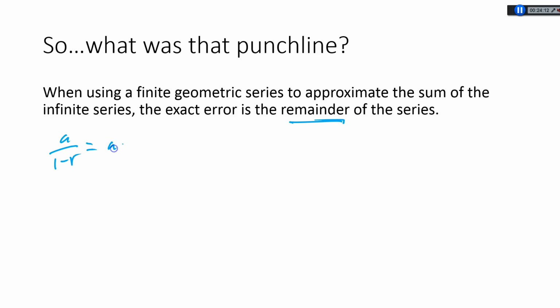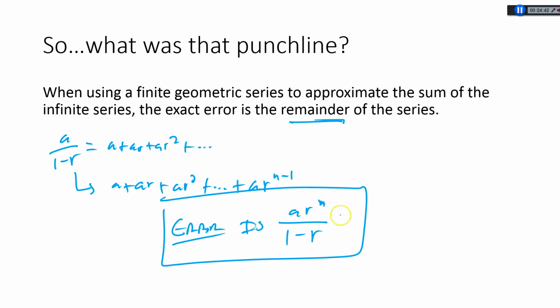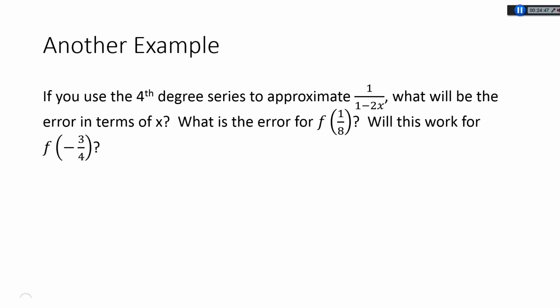But we know that that is equal to a plus ar plus ar squared plus blah, blah, blah, all the way off to infinity. So if we approximate this with a plus ar plus ar squared plus blah, blah, blah, and eventually we stop at ar to the, let's say, n minus 1, because we started at 0 here, then the error is always just the rest of it. So it's going to be the first term, which is ar to the n, divided by 1 minus r. Okay, that's our error term. We're always going to go one further, and then our ratio will not change. So let's look at what that looks like in an example.